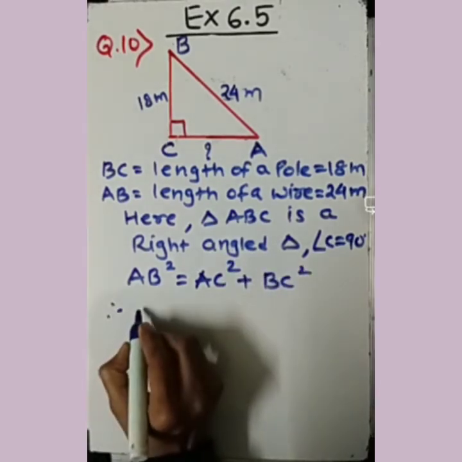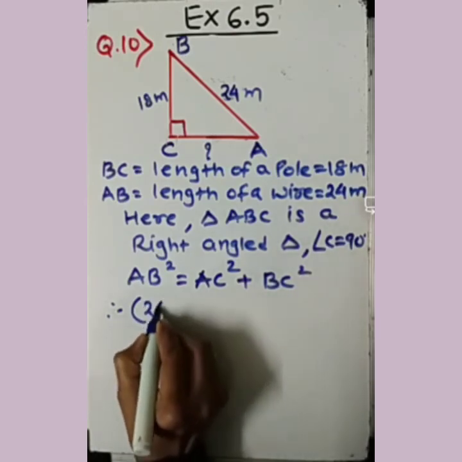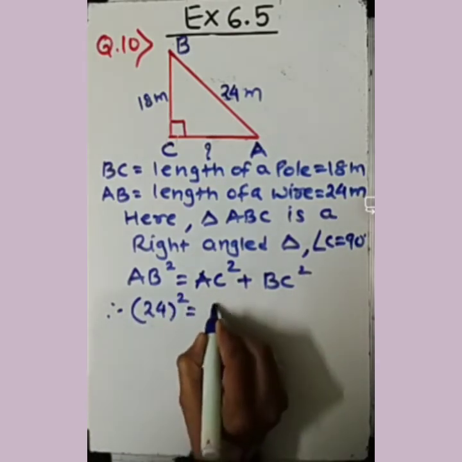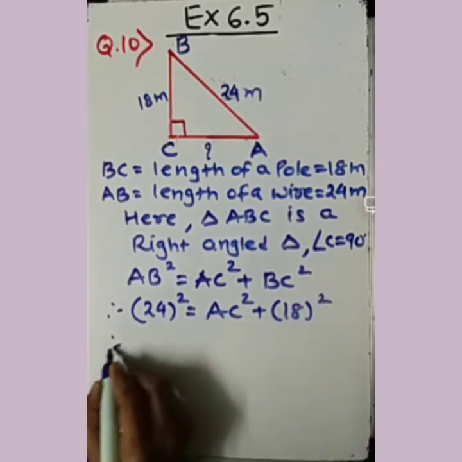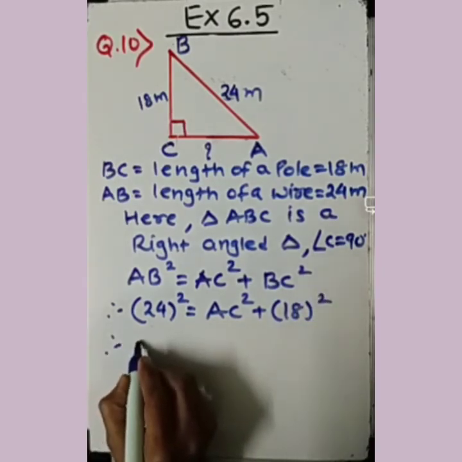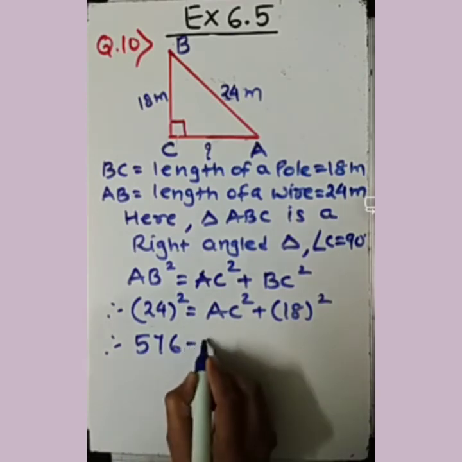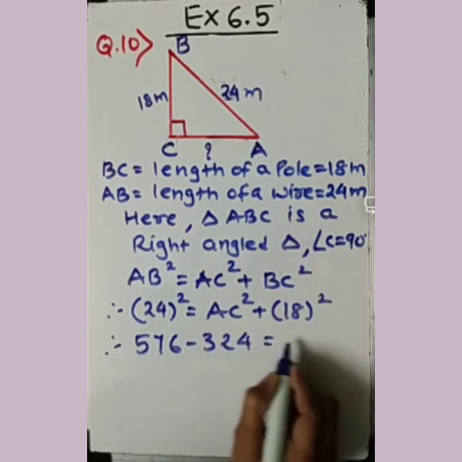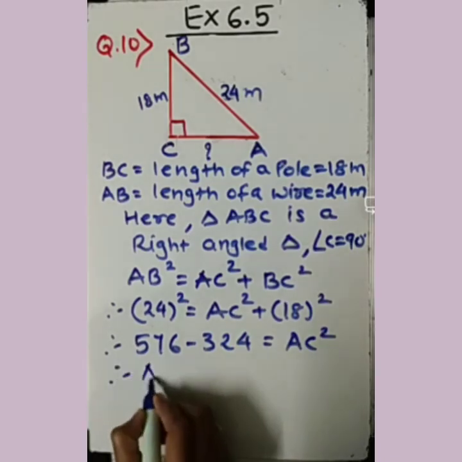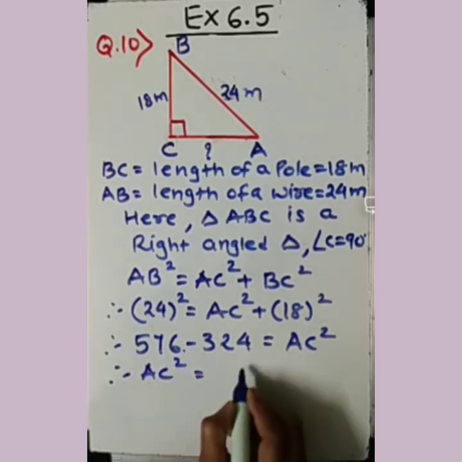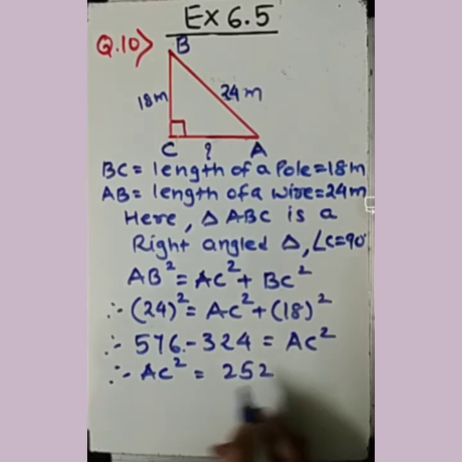Let me put the value of this is 24 square, and of course this is AC square and BC is 18 square. The AC square, we know, is 576 minus 324. It gives this result. So let's subtract. So AC square will be 252.